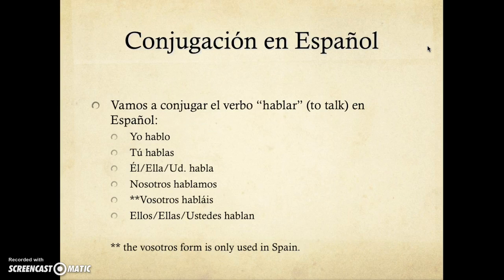La conjugación en español. Vamos a conjugar el verbo hablar, to talk, en español. Yo hablo, tú hablas, él, ella, usted habla, nosotros hablamos, vosotros habláis, ellos, ellas, ustedes hablan. And again, the vosotros form is only used in Spain. So this is the exact same molding of the verb hablar, or to talk, just in Spanish.